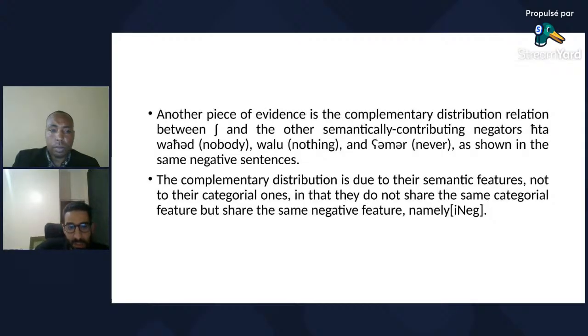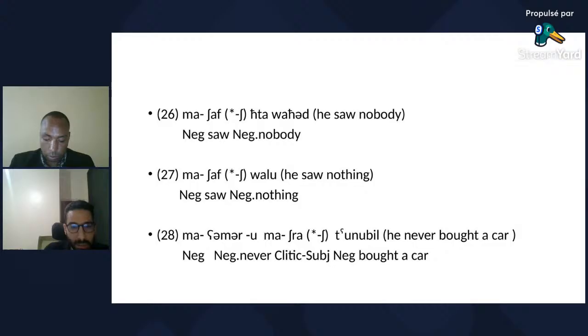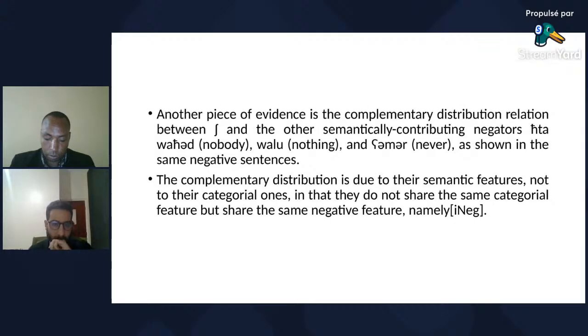Another piece of evidence is the complementary distribution relation between sh and the other semantically contributing negators, Tawahed, Walu, and Ammar, as shown in the same negative sentences. Which means here that if we add sh, the sentence is going to be ungrammatical. So sh cannot occur with Tawahed or another neg element. The complementary distribution is due to their semantic feature, not their categorical one, in that they don't share the same categorical feature, but share the same negative feature, which is iNeg.